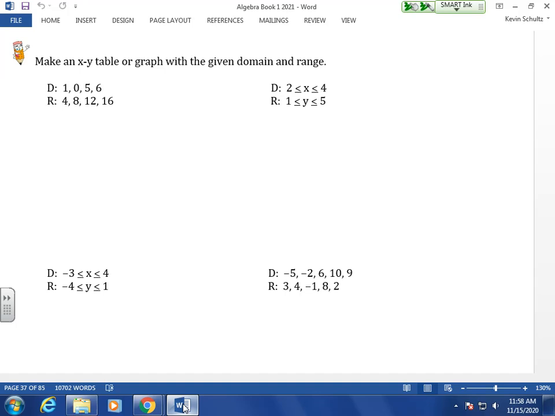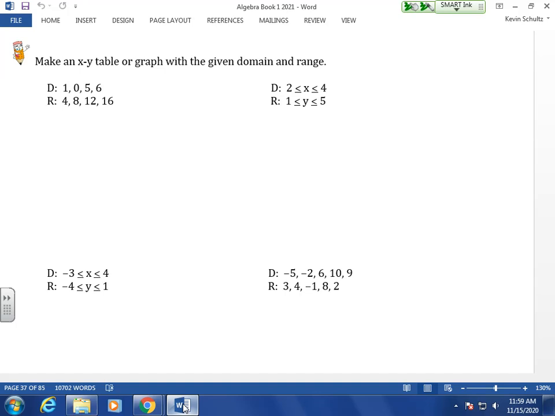Your homework was the back side of this page, or the second page, where you had to identify what type of relation we are talking about here, whether it's an XY table or a graphed segment, and then make the XY table or graph the segment based on the domain and the range.